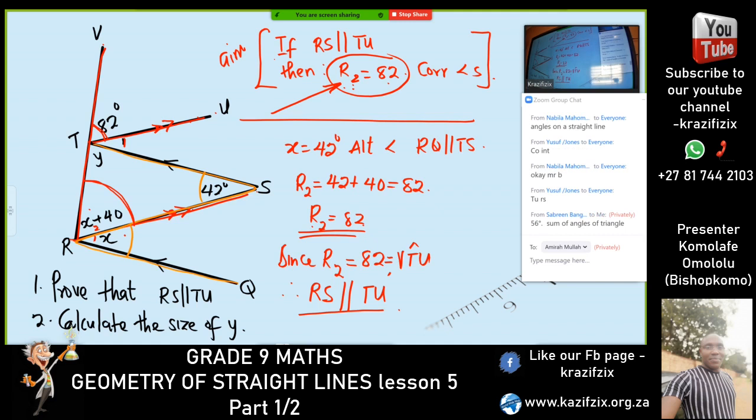Sabrian, 56, sum of angles in a triangle. Ah, awesome. And when you're saying sum of angles in a triangle, which triangle are you referring to? Sabrian, please make your message available to everyone. You gave me a very good point, but it's a private message. Sabrian is using sum of angles in a triangle. Remember we know this as 82. So 82 plus 42, and we subtract that from 180. Uzair, please be careful with your messages.